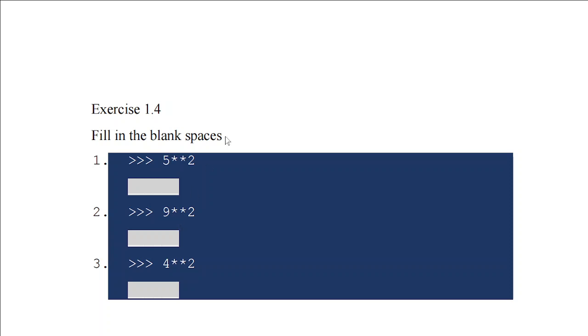This is the exercise on exponentiation, and the exercise requires that you fill in the blank spaces. Number 1, 5 star star 2, you write the output here. 9 star star 2, you write the output here or in the comment section, or wherever feasible. 4 star star 2, you write the outputs.